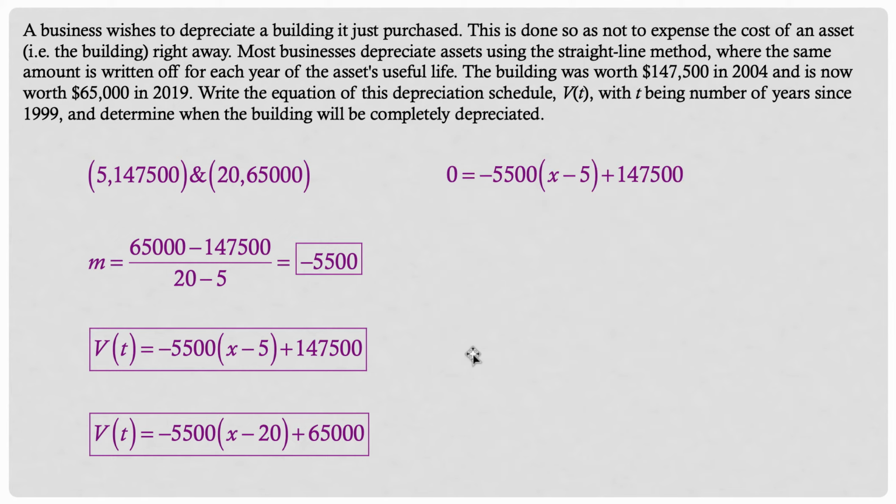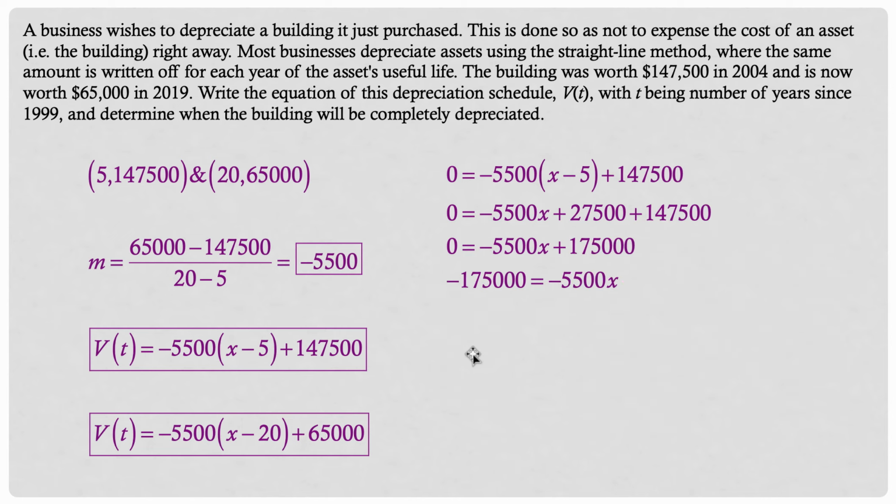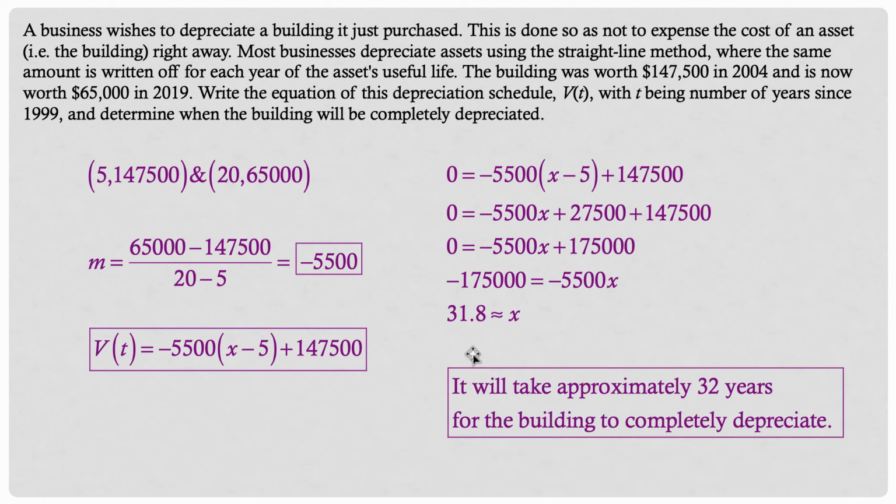I want to find how long until the building is completely depreciated. So if it's completely depreciated, the value is 0. I'm going to pick one of my equations and set it equal to 0. I distributed, combined my like terms, and solved for x. So I get about 31.8, which I'm going to approximate to be about 32 years until the building is completely depreciated.